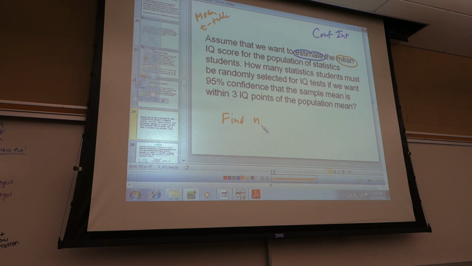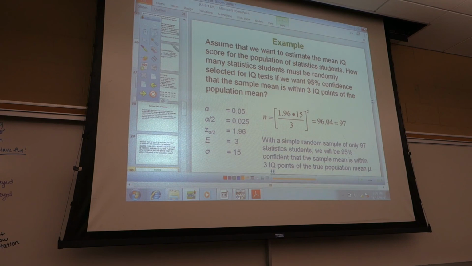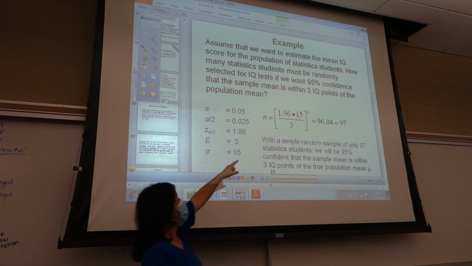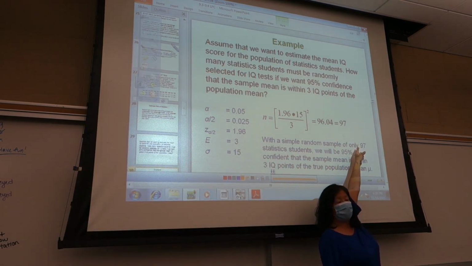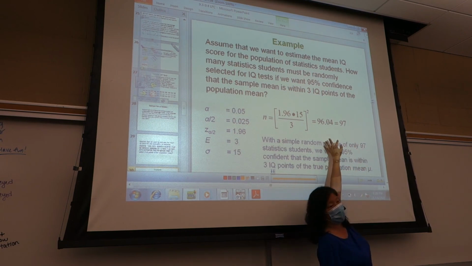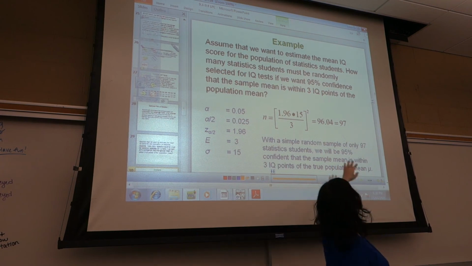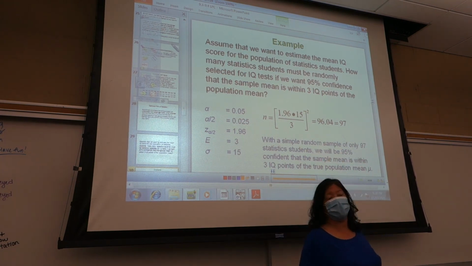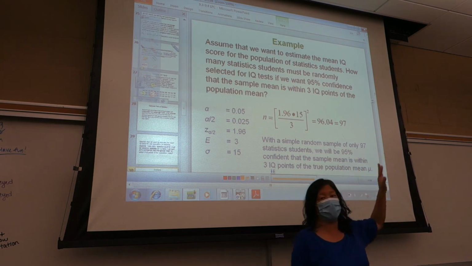So the same sort of concept. Just as a reminder, you're going to find your N, and don't forget that if you end up with 96.04, you need to round up to the next whole number. You can't sample a portion of a person, and you have to have at least 96.04. So if I walked in and wanted to buy something that was $96.04, I can't give them $96, I need to give them $97, because this is the minimum amount that you need.